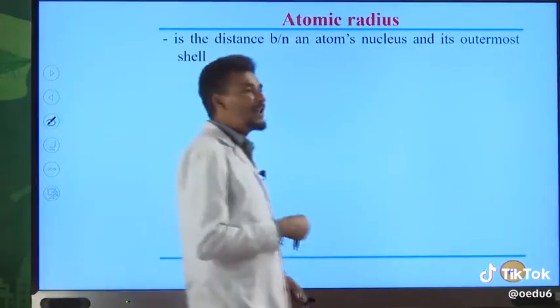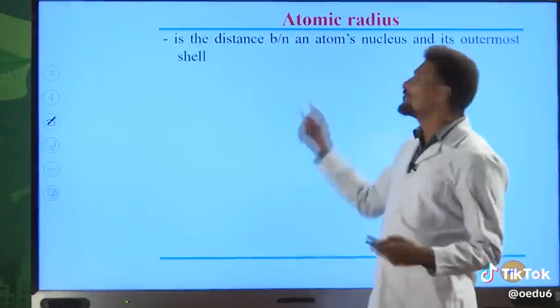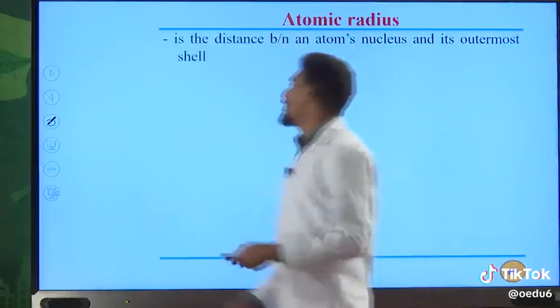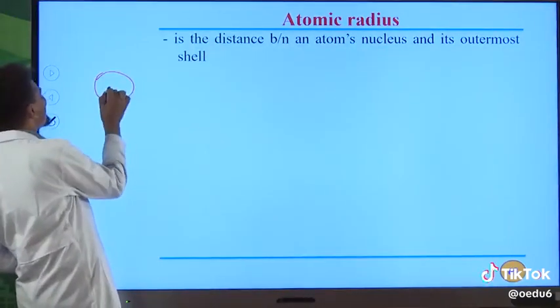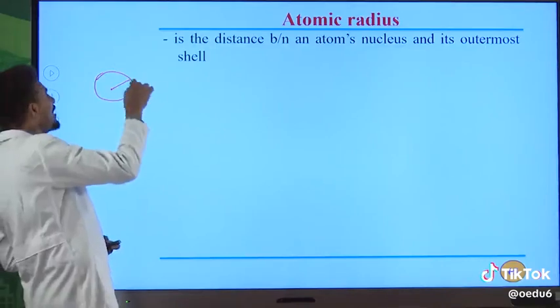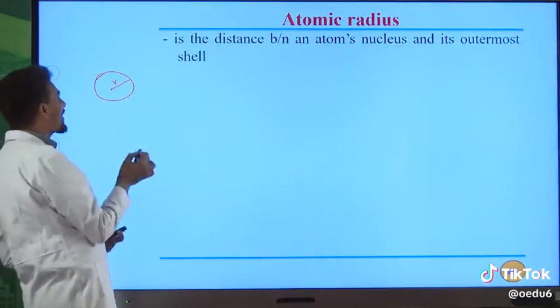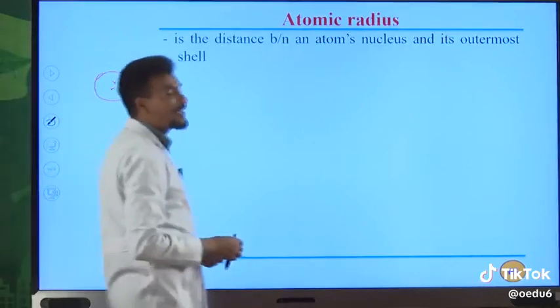The first periodic property is atomic radius. What is atomic radius? This is really very simple. From your mathematics knowledge, you know about radius. Radius is the distance from the center of the circle up to the curve. This distance is simply known as r, and from this point to this point it is named the diameter.